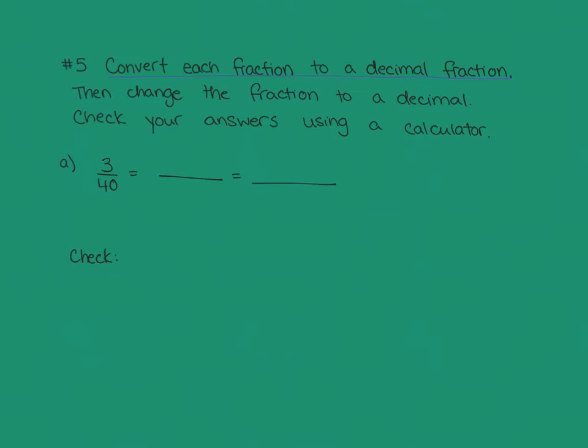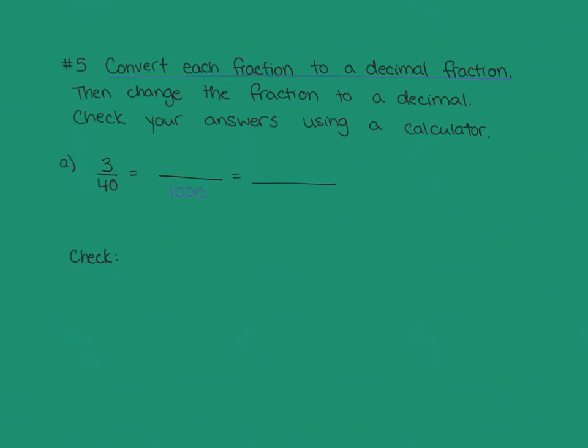Our first step is to convert each fraction to a decimal fraction. So, in order to do this, we need to figure out which power of 10 we can get 40 to become. So, we have to look at what's bigger than 40. So, after 40, we'd go to 100. Can we get from 40 to 100? No, because we go 40, 80, 120. So then we can look at 1,000.